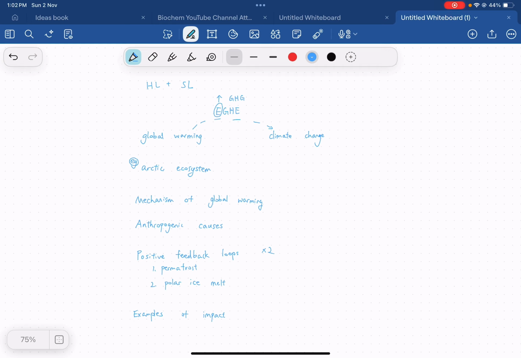Moving on to the positive feedback loops, we have two that are required by IB biology. So the first thing is the thawing of permafrost. Global warming causes the permafrost in polar areas to thaw. As the soils thaw, the carbon that is stored in those soils or the layers below the soil, the permafrost, is released into the atmosphere.